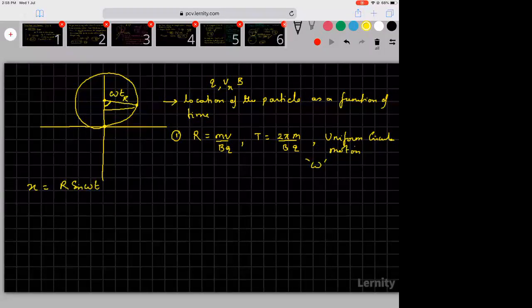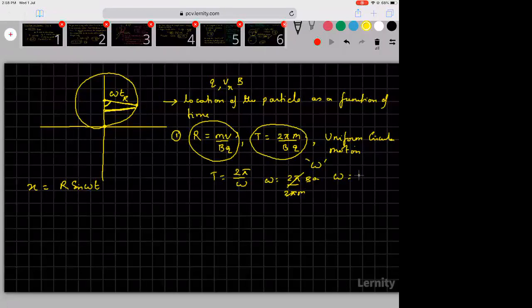The x coordinate is this distance. This radius is known to you. The time period is known to you. Time period is equal to 2 pi by omega, so omega is equal to 2 pi by time period. Time period is 2 pi m by bq. We cancel, so omega is equal to bq by m. What is omega? Omega is the angular velocity with which the particle is moving in a circle.